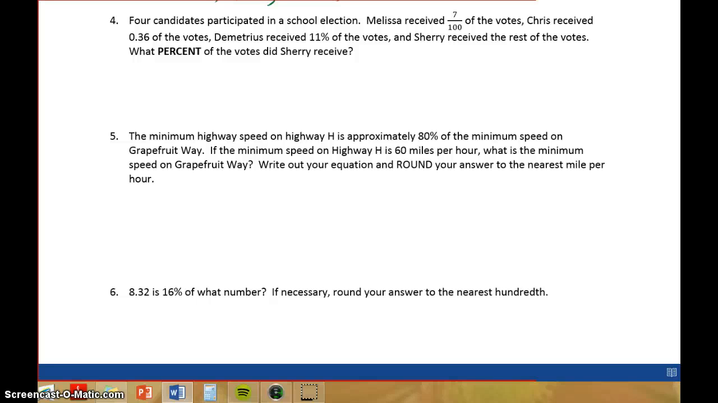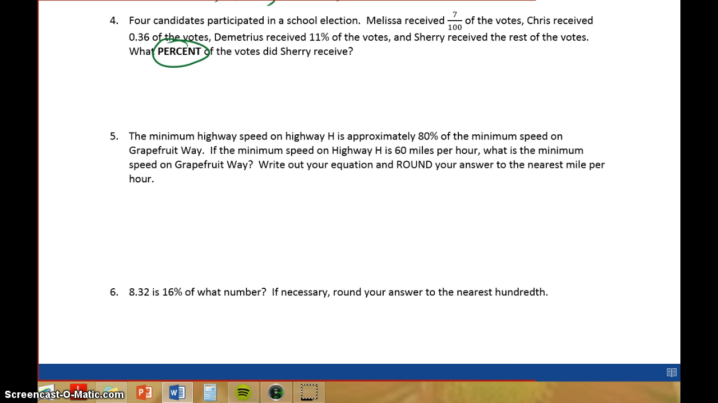Okay, so our first word problem says 4 candidates participated in a school election. Melissa received 7/100ths of the votes. Chris received 36 hundredths of the votes, or 0.36, and Demetrius received 11%. So we want to find out how much Sherry received, because she received the rest of the votes. Now total, our vote should equal 100%, and we're finding what percent of votes did Sherry receive. So our answer should be in percent form.